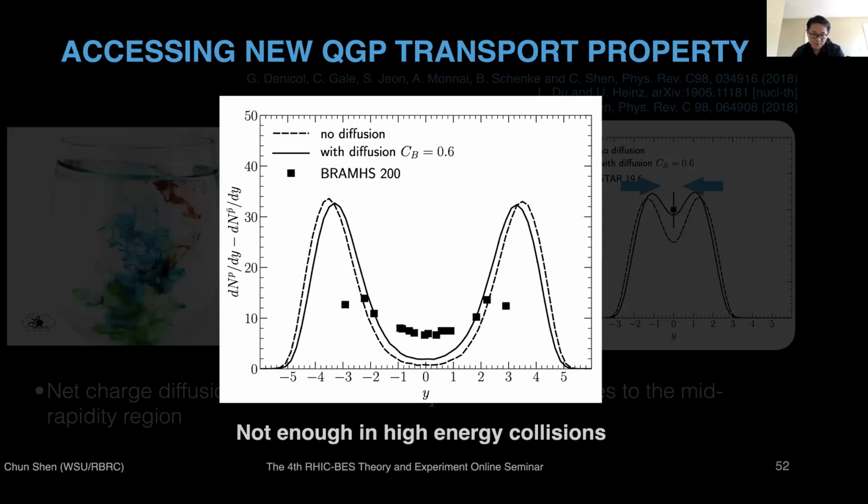It's very hard to actually transport baryon charge from rapidity like 3.5 to the middle rapidity equals 0 from the hydrodynamic and the sequential hadronic transport simulations. So any large baryon stopping needs to happen in the early stage.